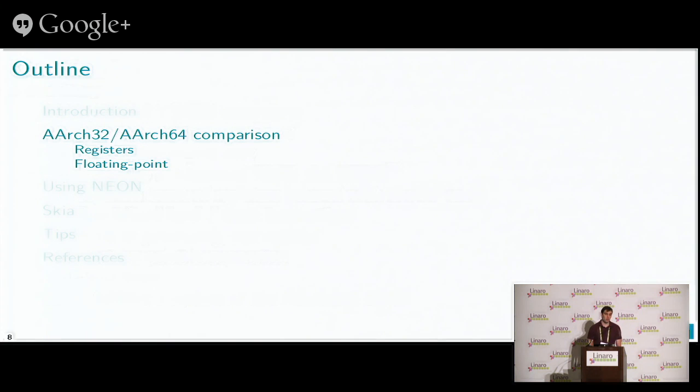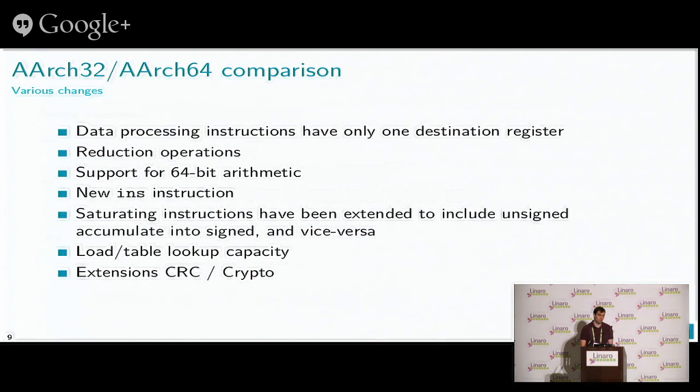So we're moving on now to a simple ARMv32, ARMv64 comparison. There are various differences. For example, in ARMv64, the data processing instructions have only one destination register. So things like, for those who know Neon, zip and unzip have been split into two instructions now. They only have 2 source operands, 1 destination operand. You have some new reduction operations. For example, if you want to do the sum of all lanes you have in a vector, you can do it in 1 instruction. You used to need a pairwise add instruction to do that kind of thing.